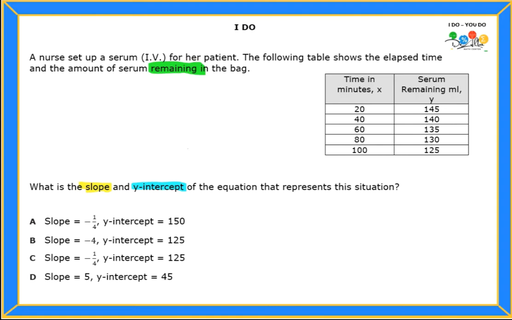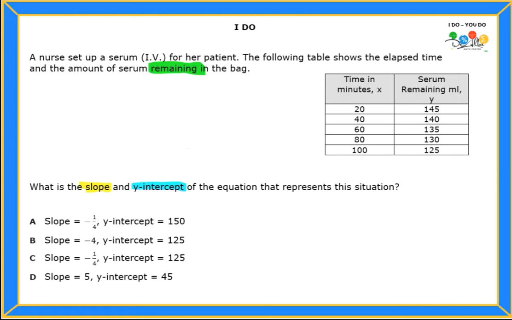Okay, so let's look at the table. Let's see if we can understand some of the information from the table. So my x is the minutes, and the y is how much serum is remaining. Is that right? So after 20 minutes, we have 145. After 40 minutes is 140. After 60 minutes, 135, and so on and so forth.